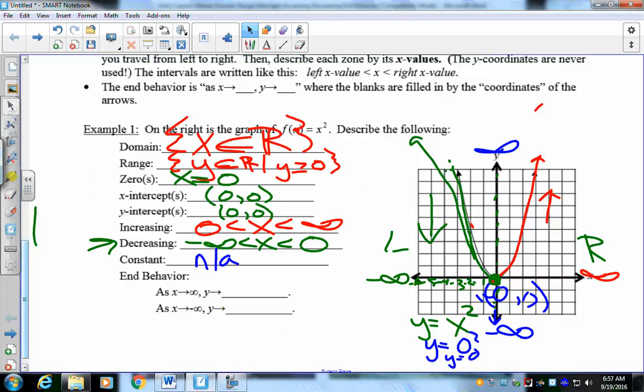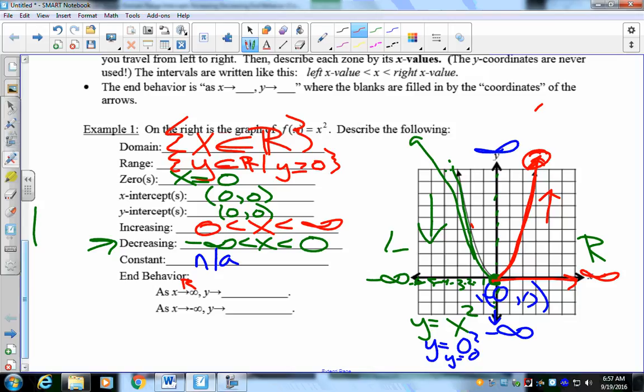I've got as x is approaching infinity. Which side of the graph is that? That's my right side because we're saying as x is getting bigger, what is y doing? Well, as x is getting bigger, so is my y. It's going up. The arrow's pointing up towards positive infinity. So I can just put a positive infinity here.